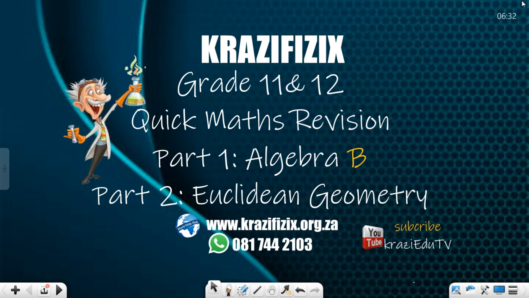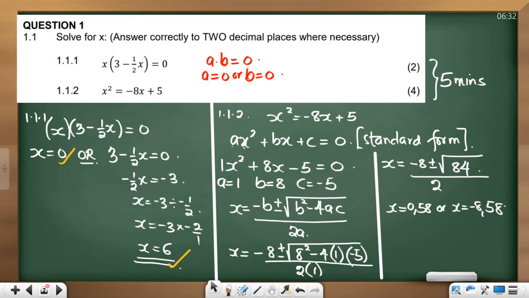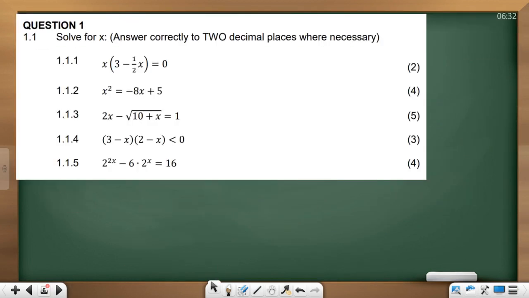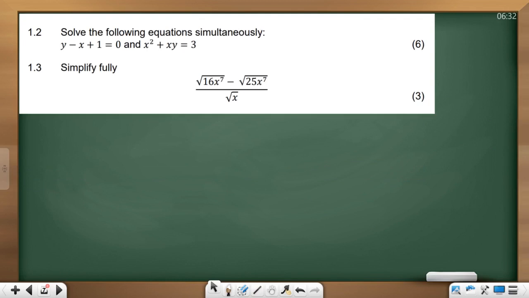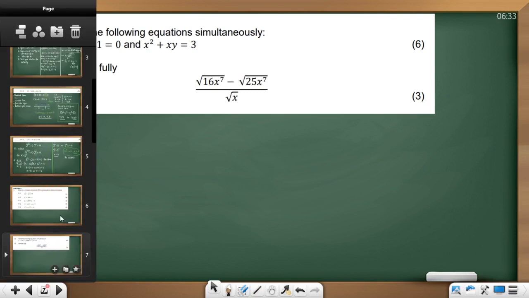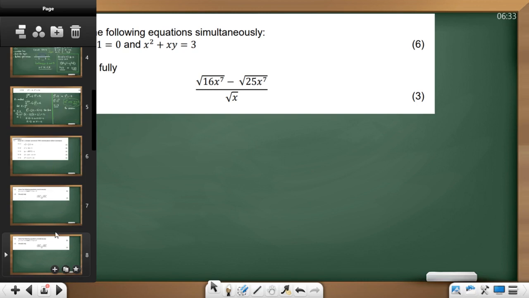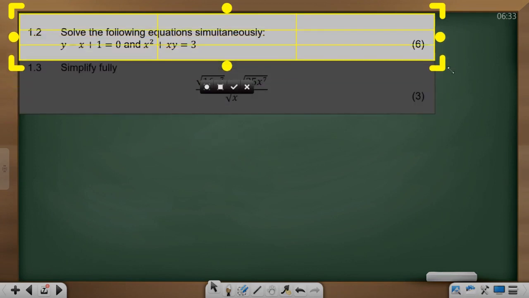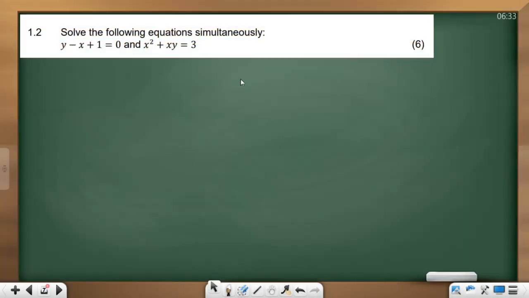What did we do in the first lesson? We did all of this trying to solve for x. I hope you had a lovely time revising. Now we want to deal with our simultaneous equations and a little bit of surds there. Let's reproduce this page as well so that it becomes easy. Simultaneous equations, very important and easy marks to get.